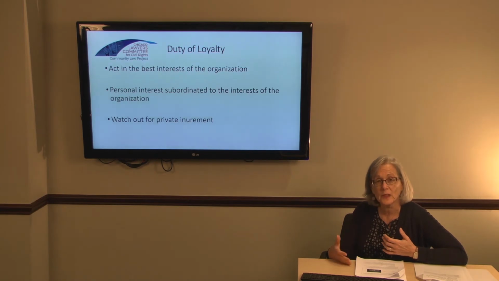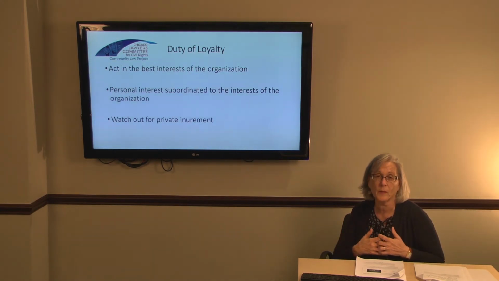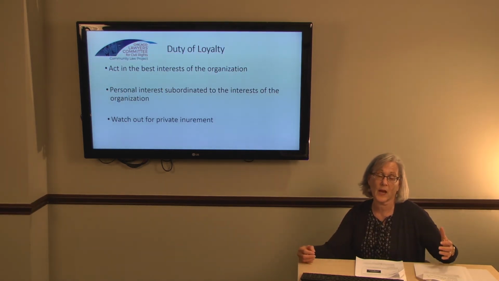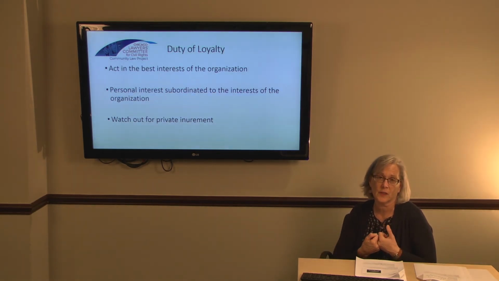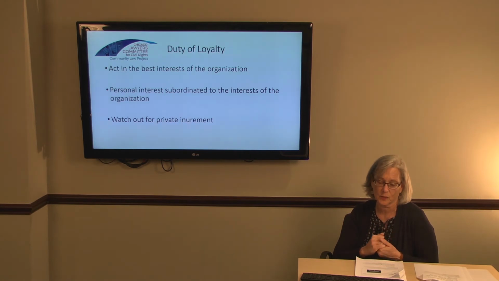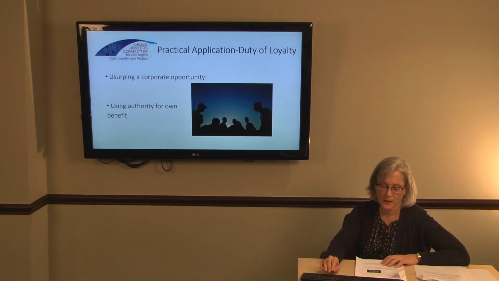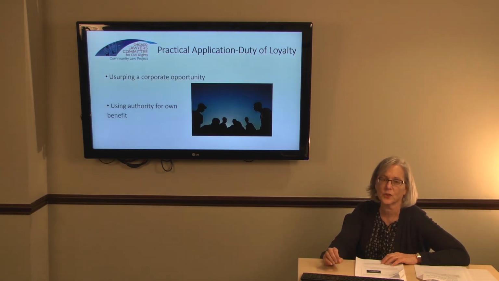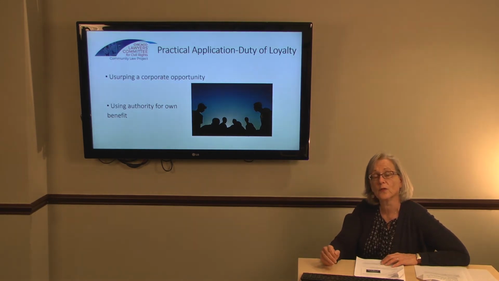So what a conflict really is, is that somebody may have dual loyalties. They may have an interest for their own personal business, and they may have the interest of the organization. And frequently, both of those interests come into play, and it becomes very difficult to make a decision. But the duty of loyalty always puts forth the interest of the organization before your own. So let's look at a practical application of this. There's two different things that people talk about: one is usurping a corporate opportunity, and the other is using your own authority for your own benefit.